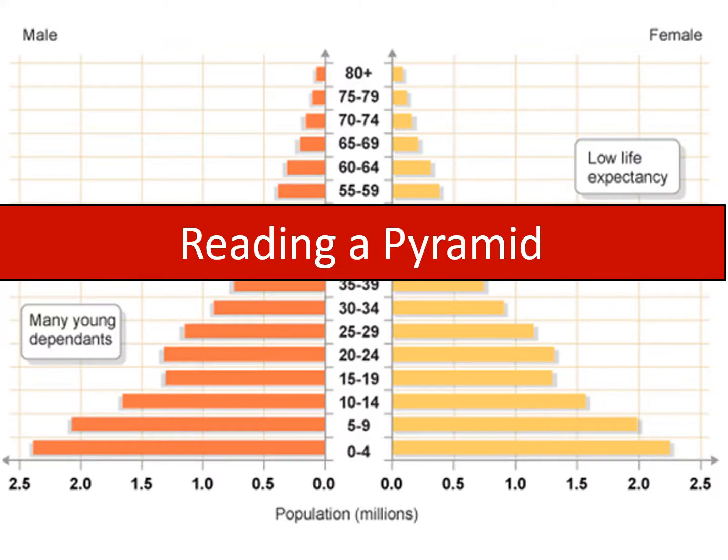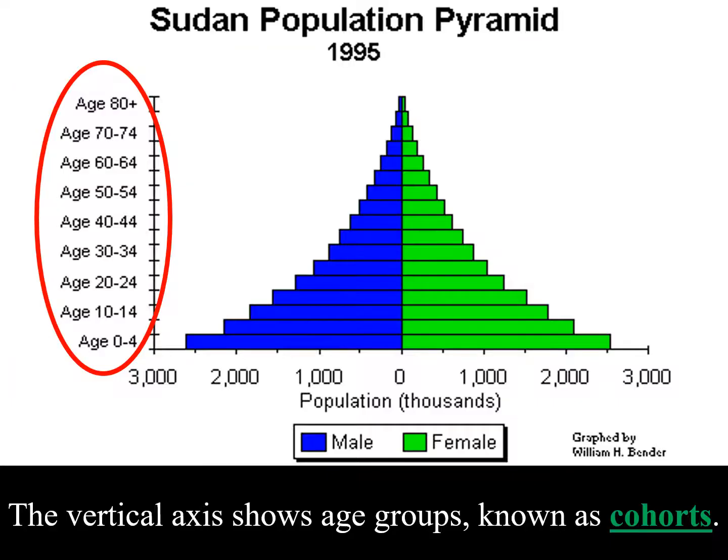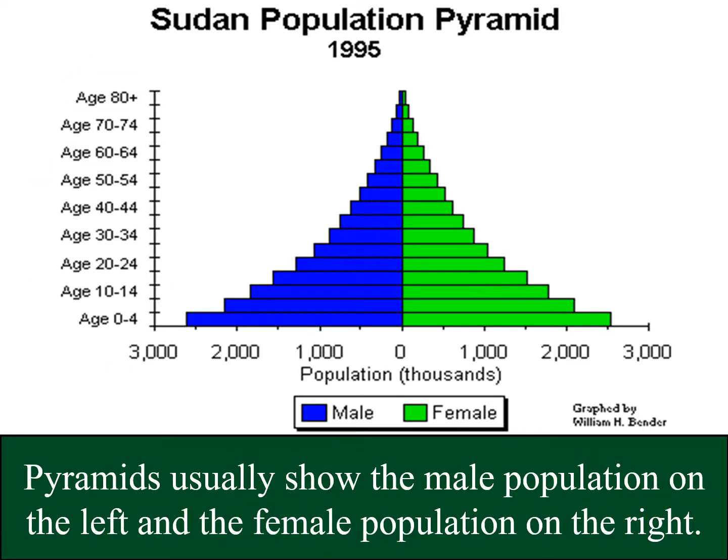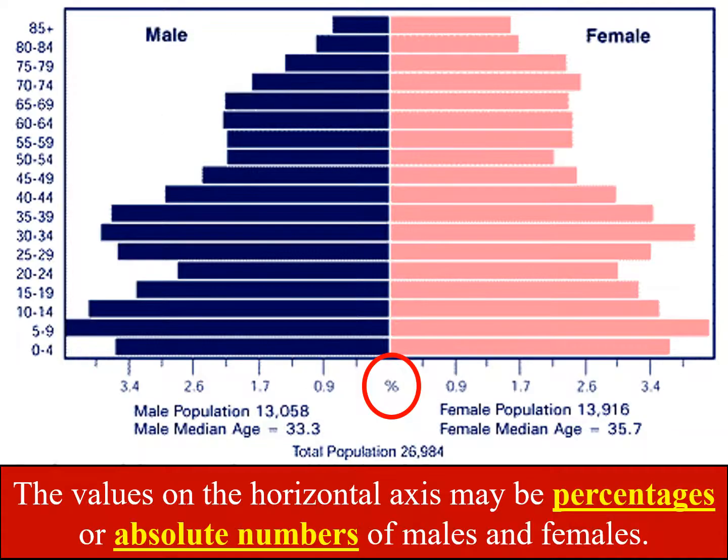Reading a population pyramid. The vertical axis shows age groups, which are known as cohorts. They are often listed in the middle, but are sometimes shown on the left or right side. Pyramids typically show the male population on the left and the female population on the right. The values on the horizontal axis may be percentages or absolute numbers of males and females.